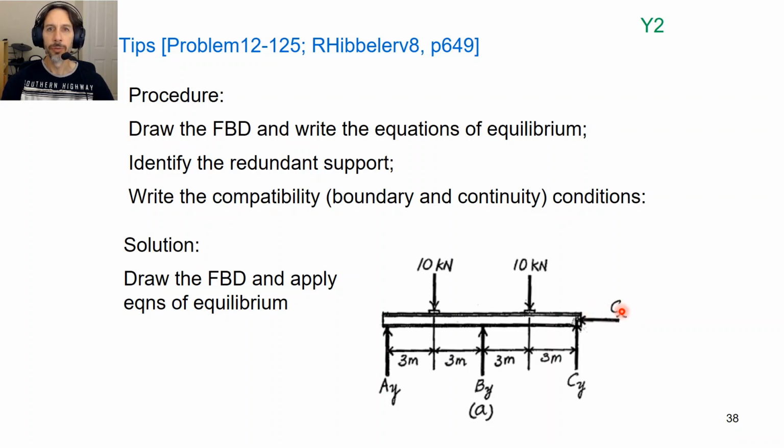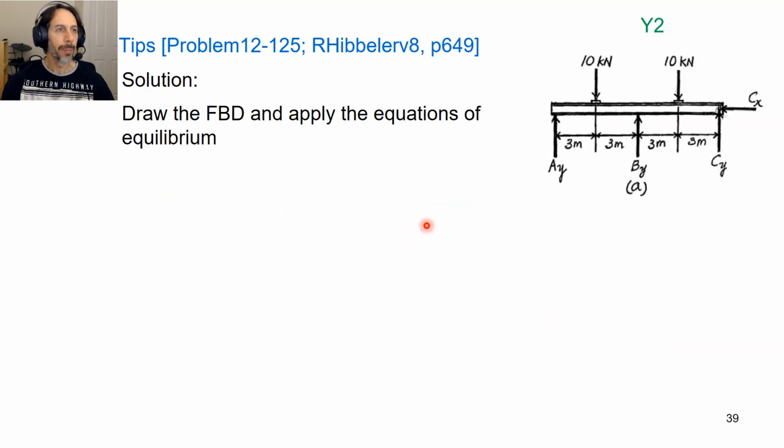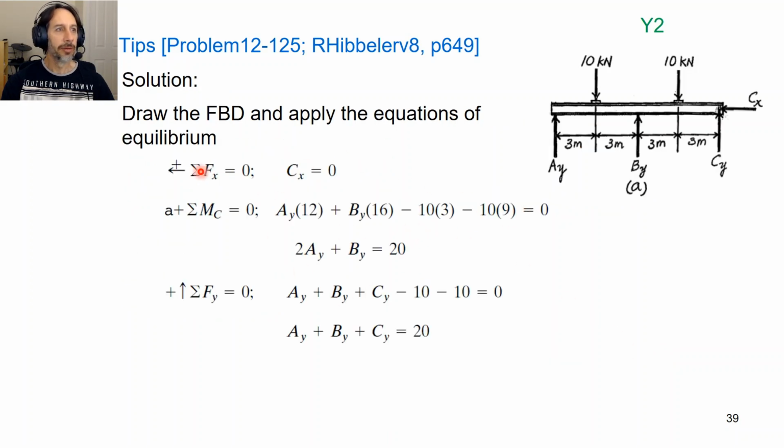This one we can solve for pretty much straight away because there's no horizontal loading. Sum of the forces in the horizontal direction equals 0, so that will be 0. So we're left with 1, 2, 3 unknowns and two equations of equilibrium, sum of the moments and sum of the forces. Okay, so we need more than just the equations of equilibrium to solve this problem. In this slide we've just gone through the process of applying the equations of equilibrium first, just to show that you can't solve for all of those unknowns.